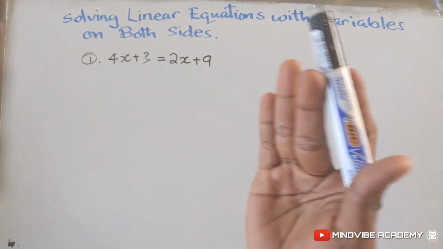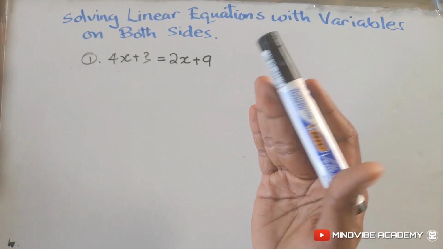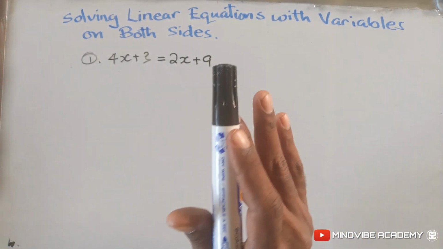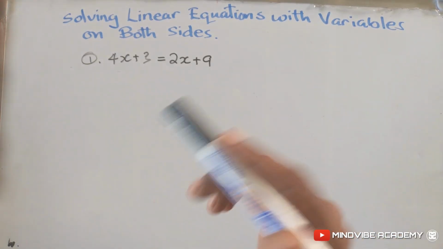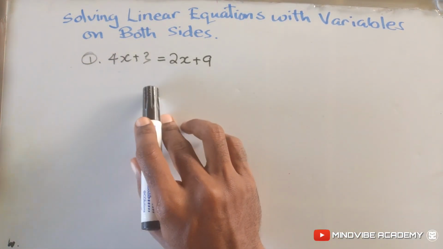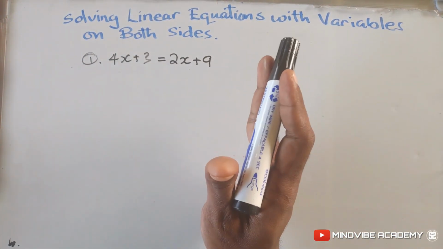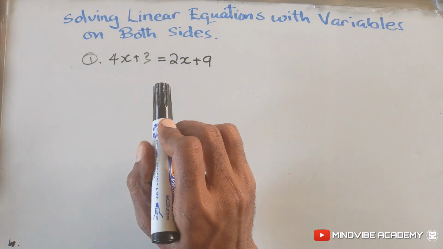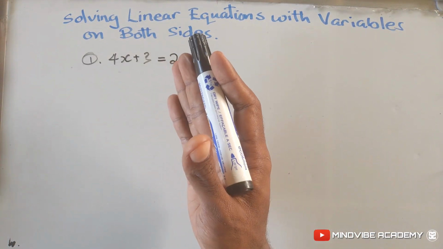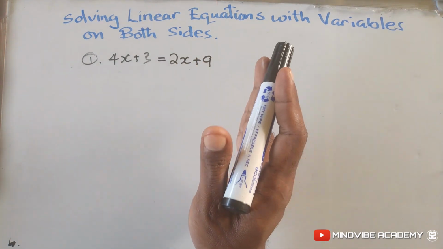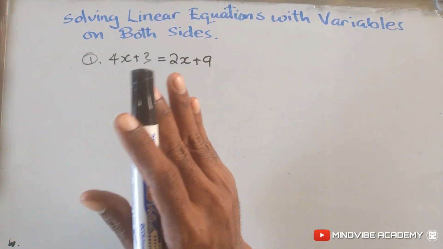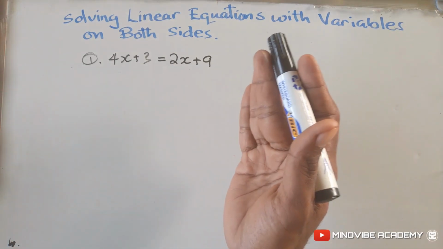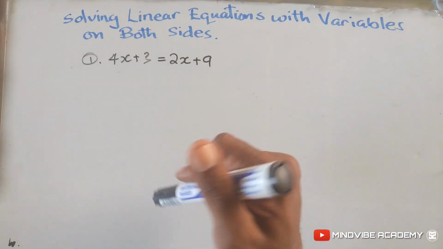So these equations have variables on both sides. We first of all need to combine like terms by moving all variable terms to one side and constants to the other, and isolate the variables.